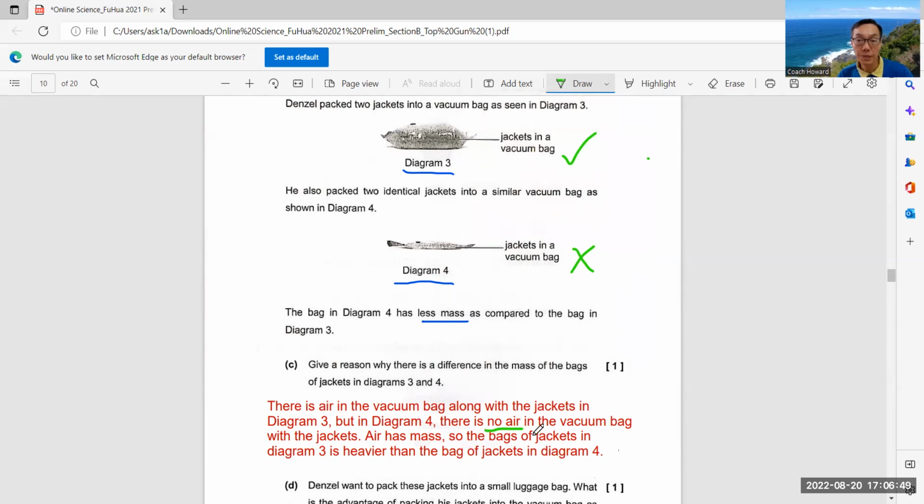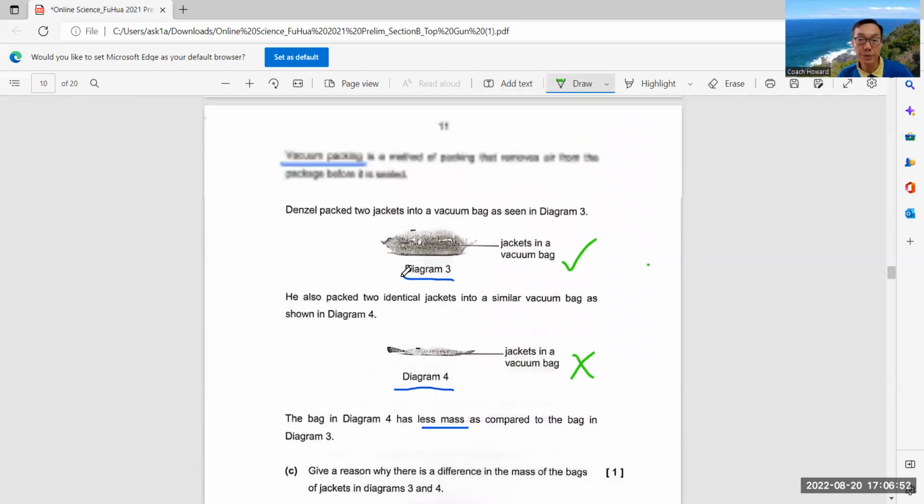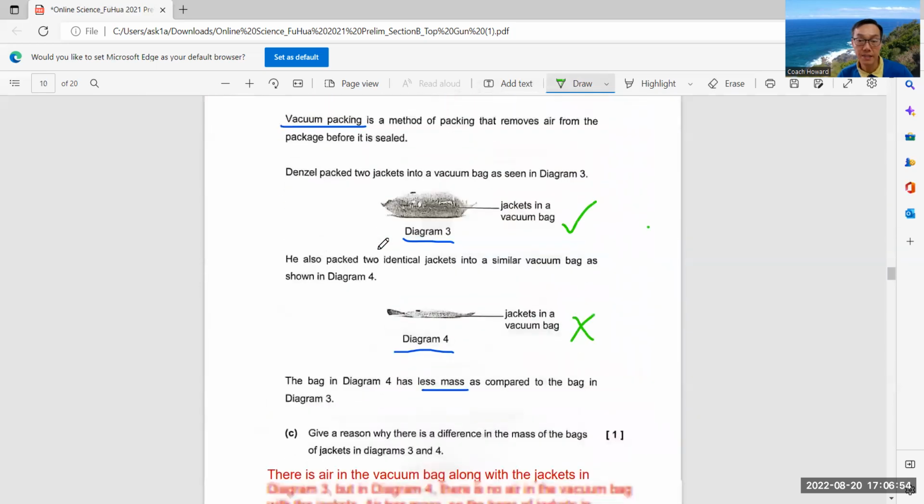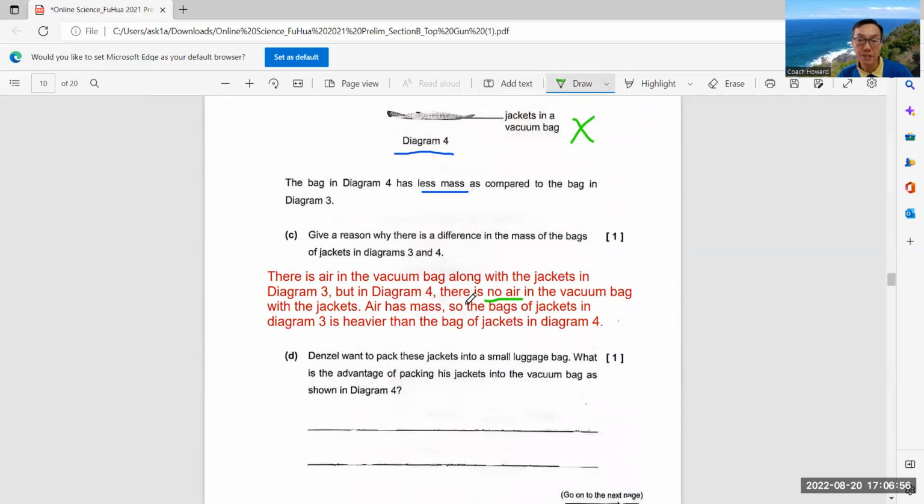Previously you learned in the previous question that air has mass, so you say air has mass. So the bag of jackets in diagram 3 is heavier than the bag of jackets in diagram 4. Comparison must be made, this one.